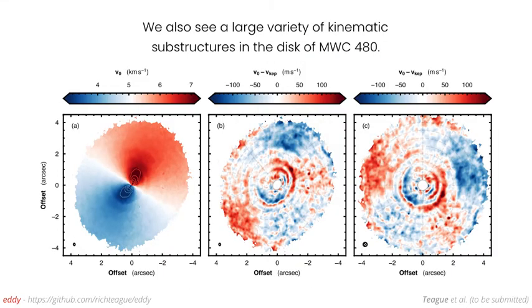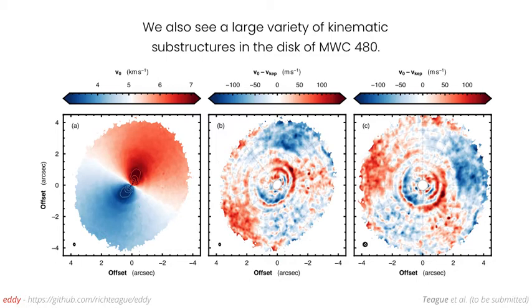Playing the same game as we did for HD 163296, we can fit a Keplerian rotation map to the rotation map that we derive observationally, and then look at the residuals. In the central panel, I'm showing the projected residuals that we see, and in the right-hand one, I've managed to deproject that into a face-on view. For this particular disk, the disk is rotating counterclockwise.